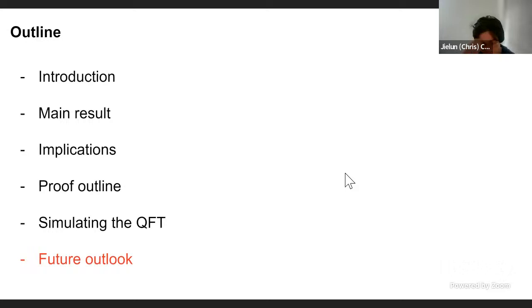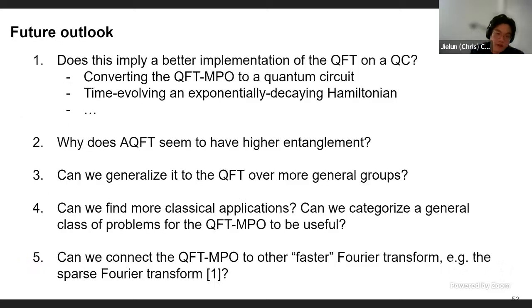Okay, and then I will end with some future outlooks. The first thing I'm curious about is whether these results really imply a better implementation of the QFT on a quantum computer. For example, there is some related work where we can convert matrix product states into quantum circuits. Can we do the same for the matrix product operator by, for example, minimizing the distance between a unitary and the QFT MPO?